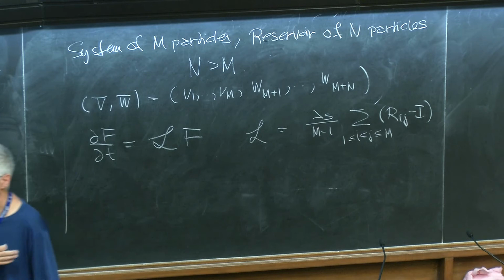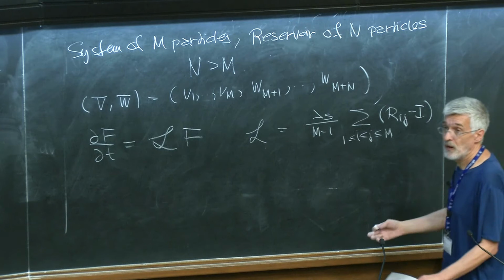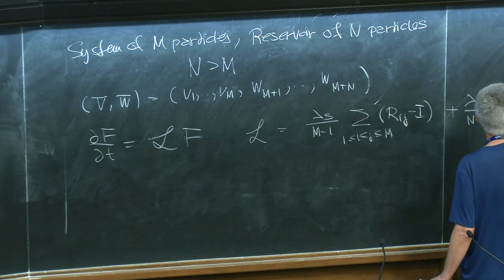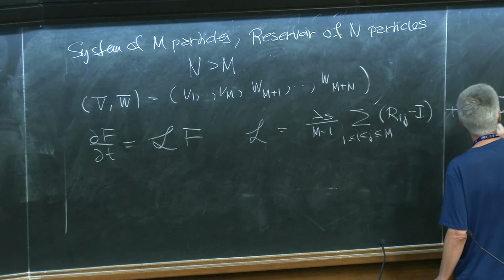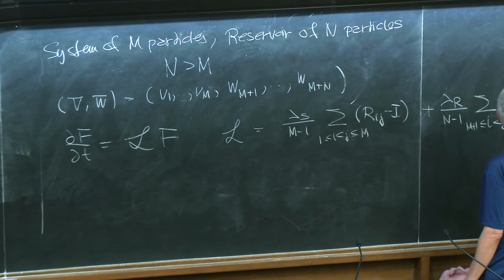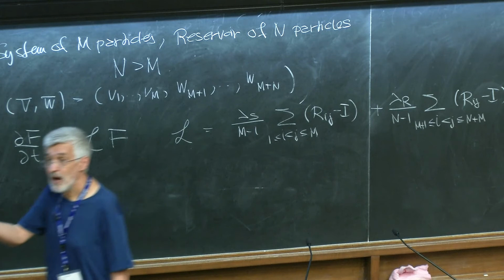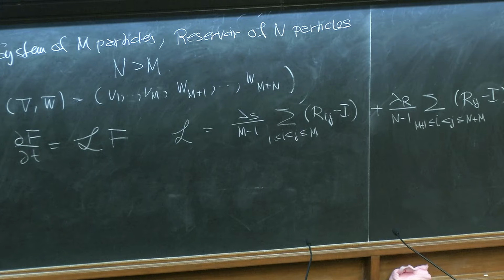And then you have, of course, the reservoir. The reservoir also has particles, and they're also allowed to collide with each other. The way I'm going to write this is lambda r over n minus 1, sum over i less than j, less or equal to n plus m, greater or equal to m plus 1, of R ij minus identity. And notice, by the way, this is precisely the reason why I chose this notation. I don't have to distinguish the R ij, right? And remember, what is R ij? It's just the old story where you take the ij plane, you take your function, and you average over rotations in that plane. That's all you do.